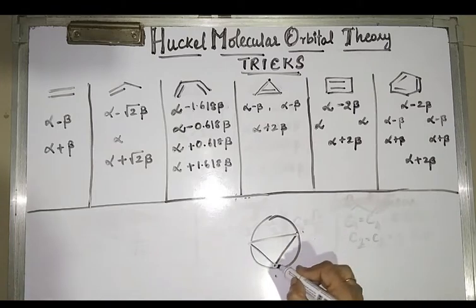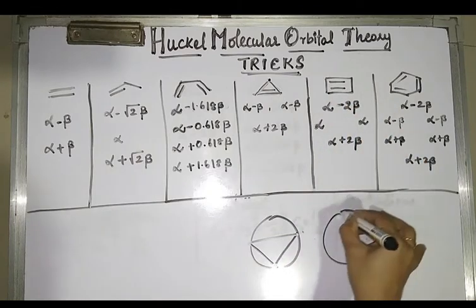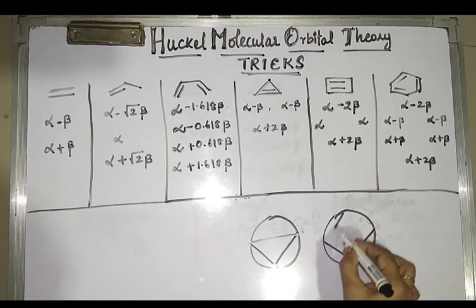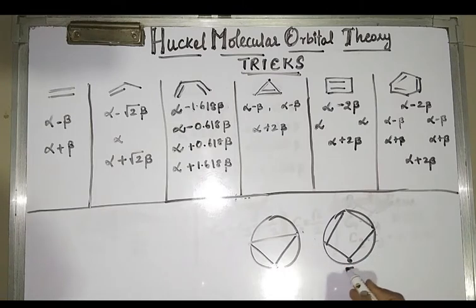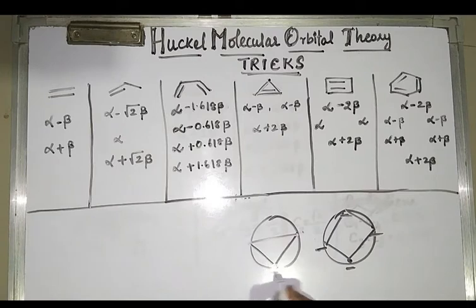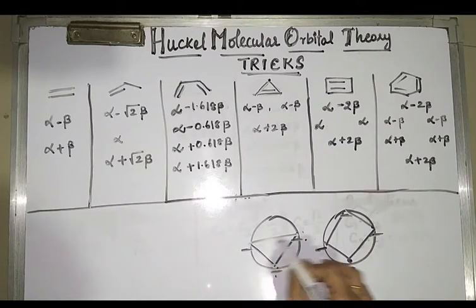If this is a degeneracy level, this is the bonding molecular orbital. The same way here, one of the corners should be down, and the remaining everything should be as it is. So how many levels? 1, 2, 3, 4. These are degeneracy levels. Here also one degeneracy level, here also one degeneracy level.